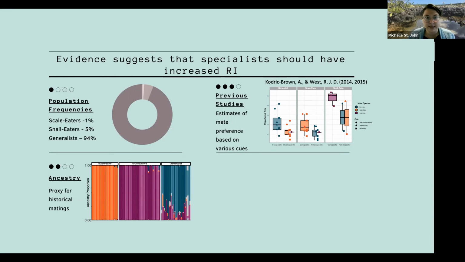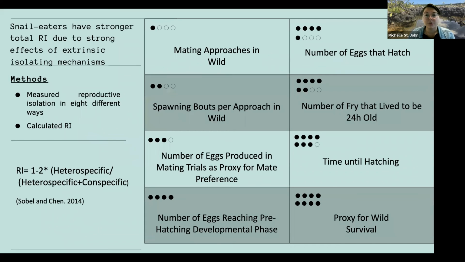Furthermore, a few previous studies did look at conspecific preferences and did see that all three species seem to prefer mating with their own species. However, they only focus on prezygotic isolating mechanisms in these studies. So to address this, I have data documenting reproductive isolation in 8 different ways that span both intrinsic, extrinsic, prezygotic, and postzygotic mechanisms. I calculated reproductive isolation using Sobel and Chen's suggested equation here.